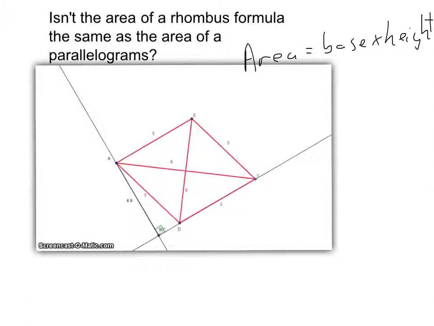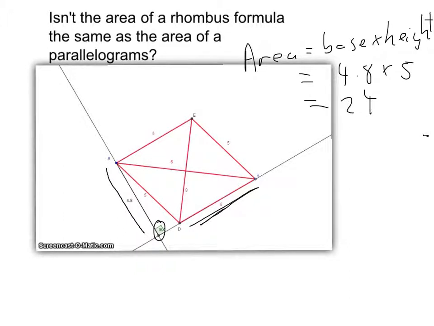So in this case, you can see the red rhombus has sides of 5. So the base, if we were looking at this one here, would be 5. The perpendicular height, that is the line that meets the base extended at right angles, is 4.8. So using this formula, the area of this rhombus would be equal to 4.8 multiplied by 5, which is 24 square units. So we can see this formula works well, but there are other ways of finding the area of a rhombus.